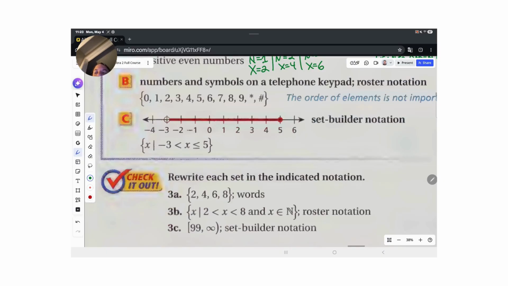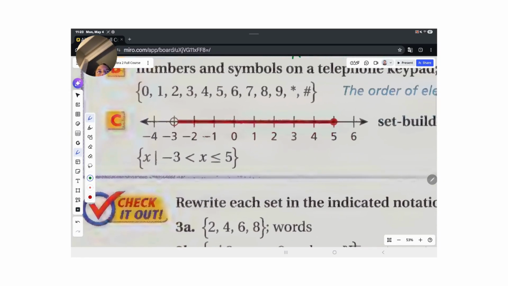Now we're looking at set builder notation. So we're going to read the number line. We have an open circle at -3, so it's not included. 5 is included with the closed circle. So the set contains all real numbers in this range. Now what inequality will match this number line?